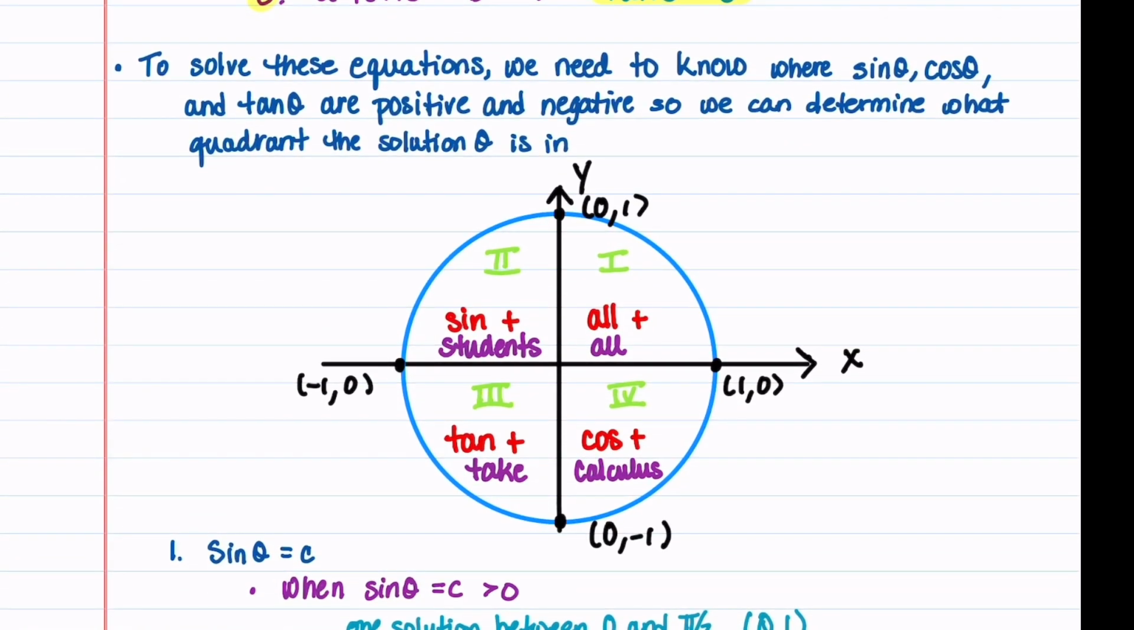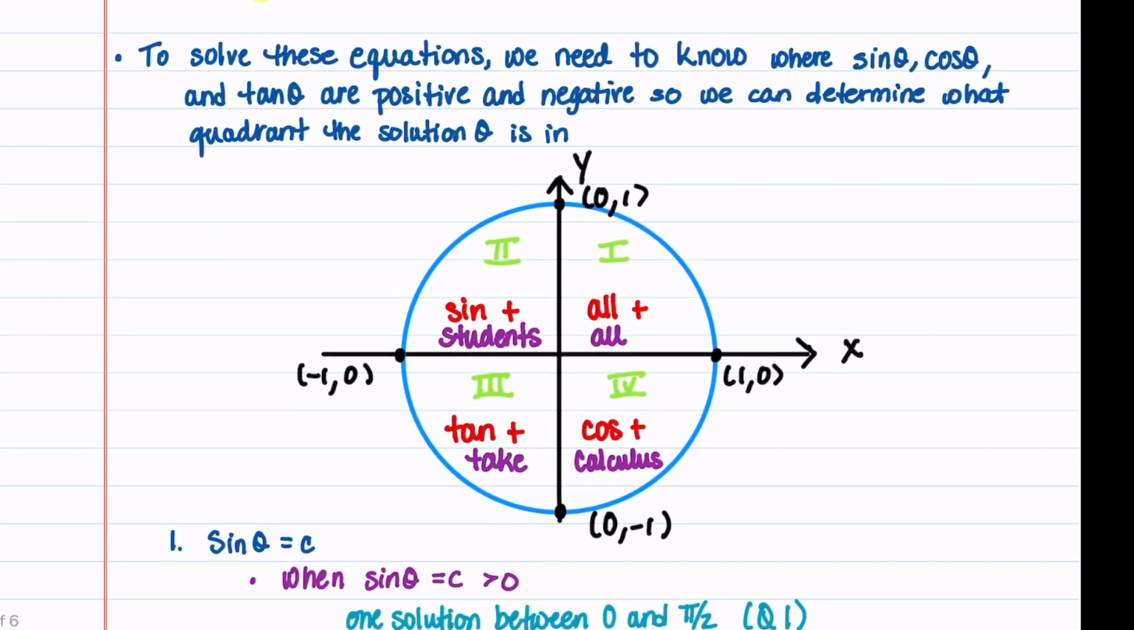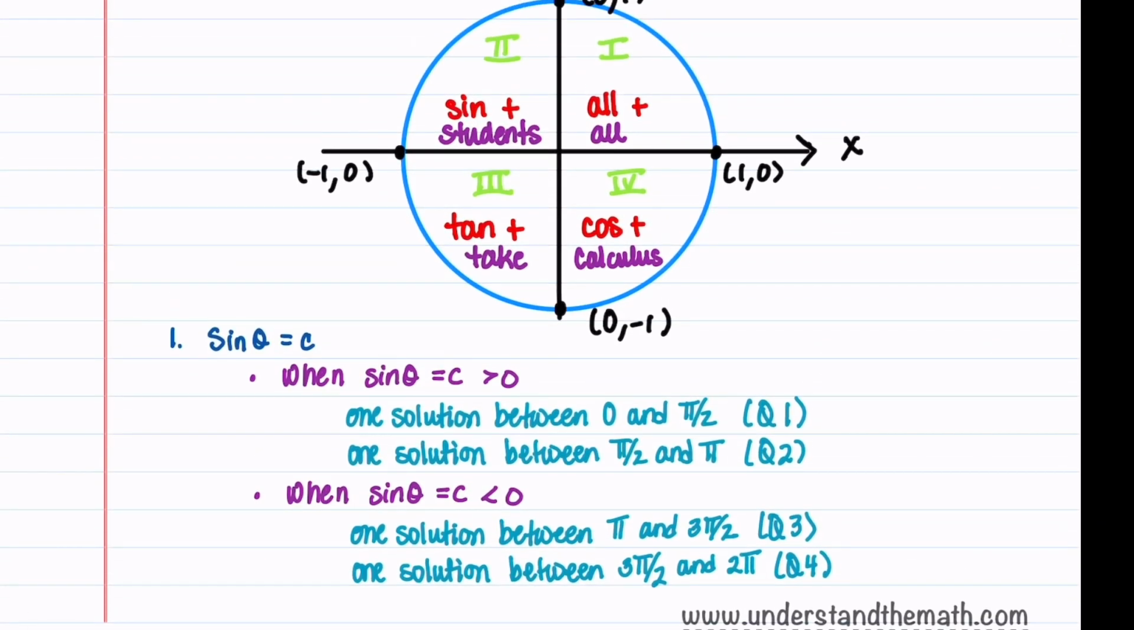I've included a chart to show where sine, cosine, and tangent are positive and negative so that we can easily locate the quadrant where these 3 equations will have a solution. Let's look at the equation sine theta is equal to c. When c is positive, the equation will have a solution in the first quadrant and in the second quadrant because sine is positive in those quadrants. When c is negative, sine theta is equal to c will have a solution in the third quadrant and in the fourth quadrant because sine is negative in those quadrants.